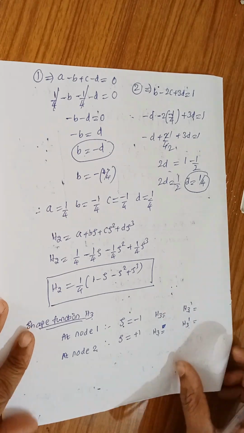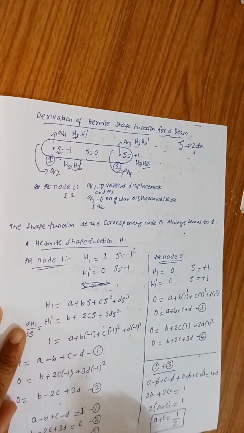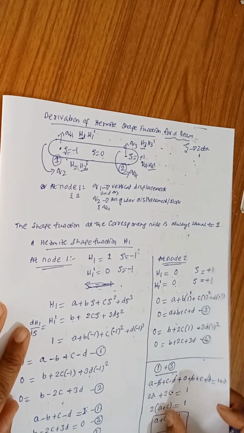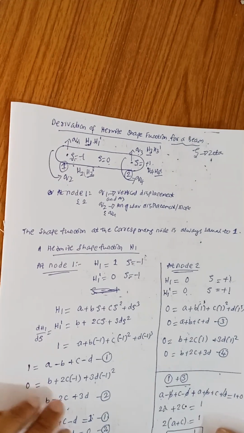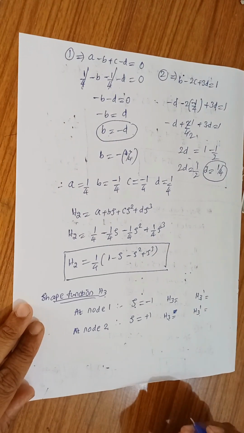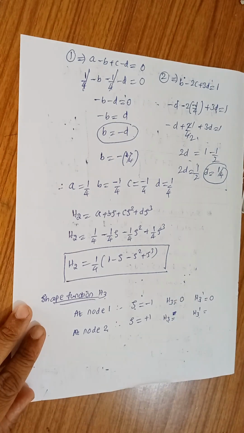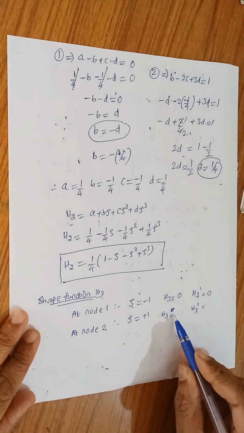So the values of H3 and H3 dash: you can see directly at node 1 there is no H3 and H3 dash at all. It's all about H1 and H2, H2 dash and H1 dash. So directly the values of H3 is going to be 0 at node 1 and H3 dash is also going to be 0 at node 1. H3 indicates the vertical displacement.